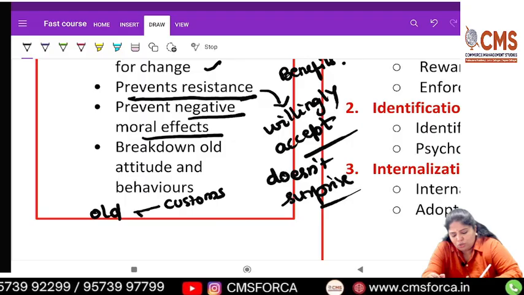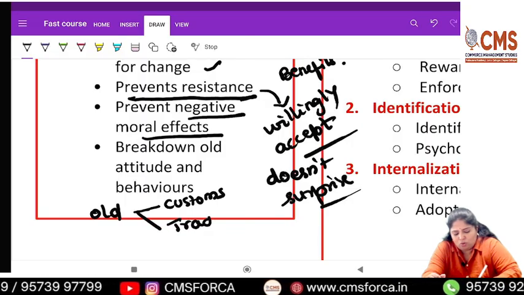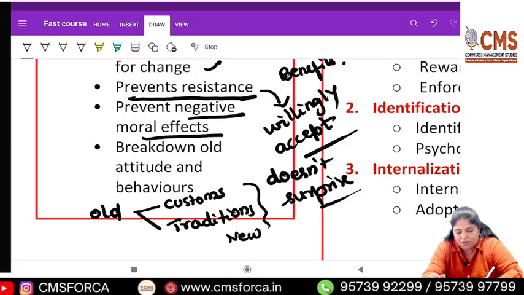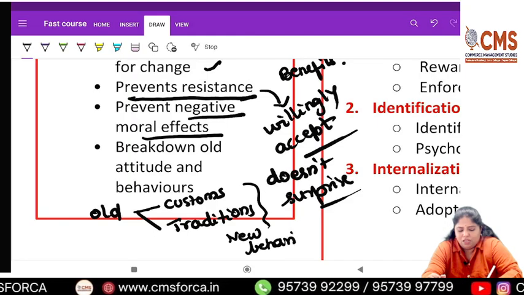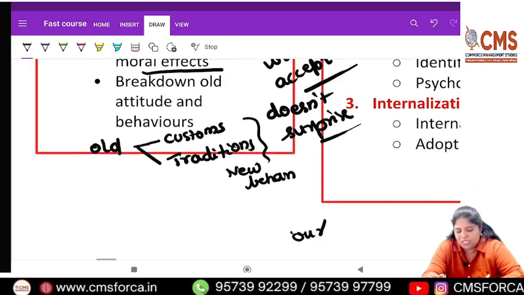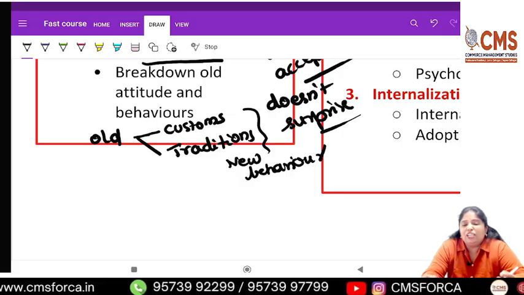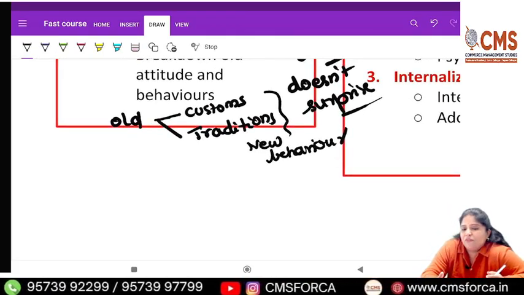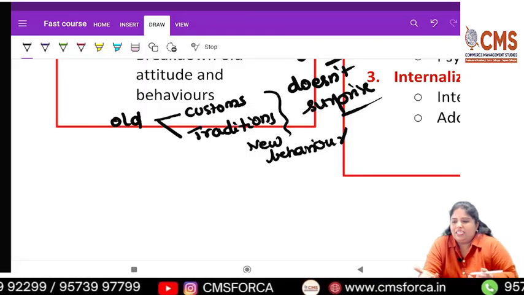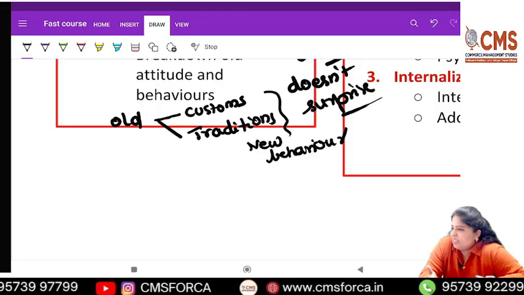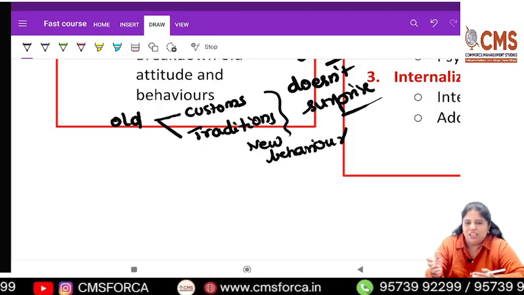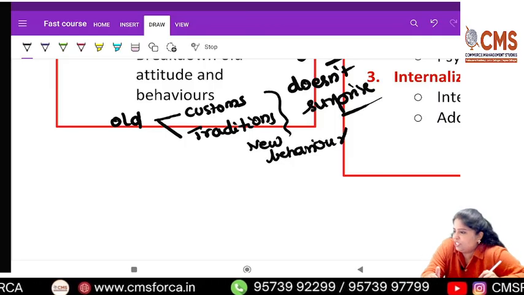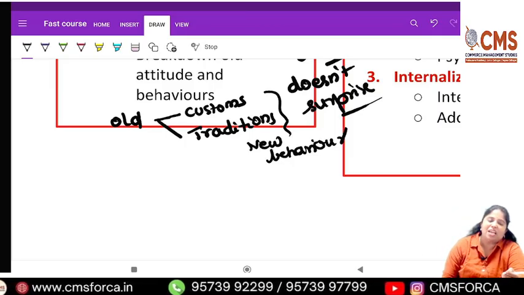So they try to replace all their old customs and old traditions with new behavior. New customs, new policies, new traditions. And again, it can't be done just like that. As you see, this is unfreezing. You are trying to make your employees become open for the change. That is why it's called unfreezing.